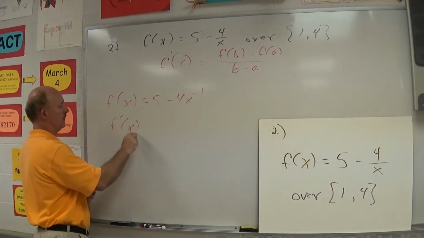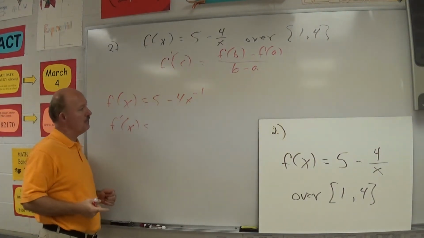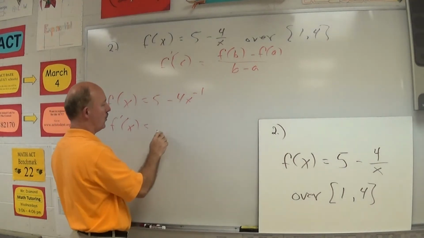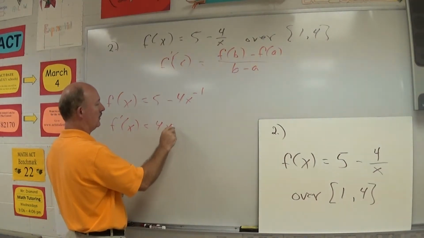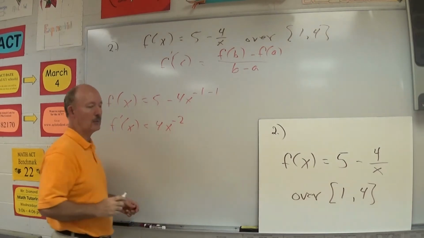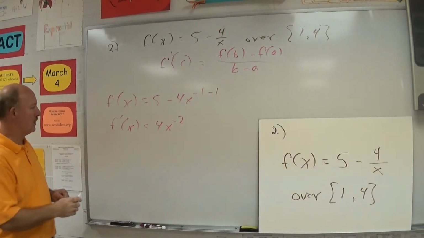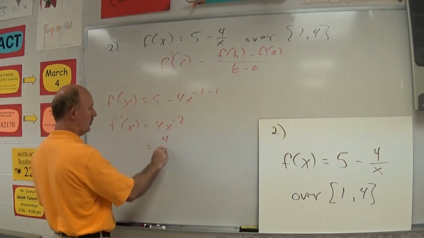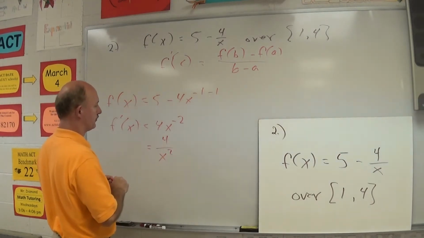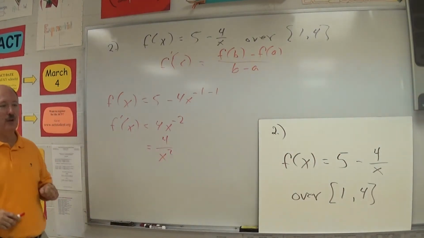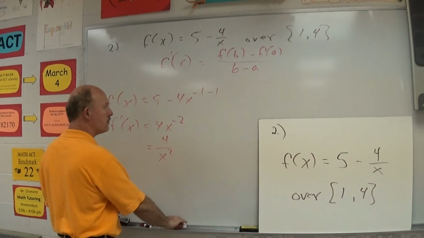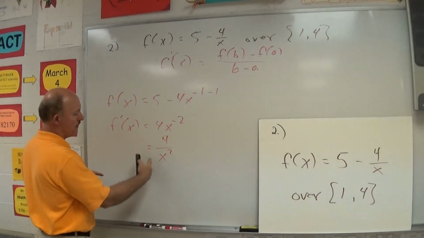So the derivative of 5 is 0. The derivative of negative 4x to the negative 1 is positive 4x to the negative 2 power. Remember, you have to subtract 1 from your exponent when you take your derivative. Now this is equivalent to 4 over x squared. All right, now this is our derivative. So that's the first part of our problem, right? Find our derivative, 4 over x squared.